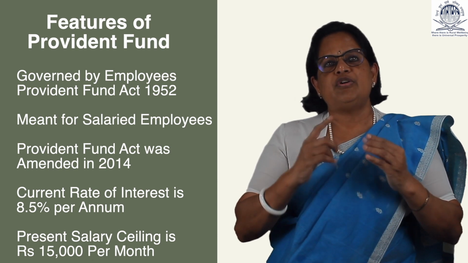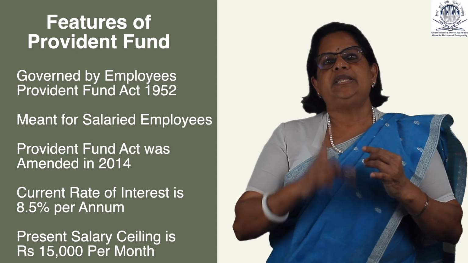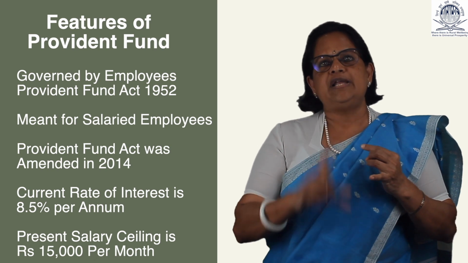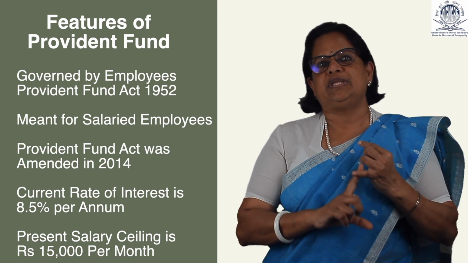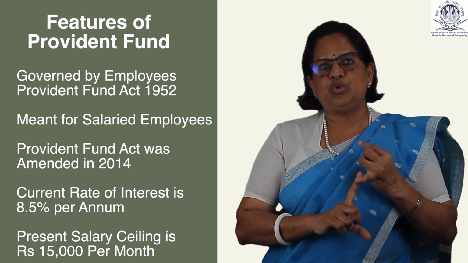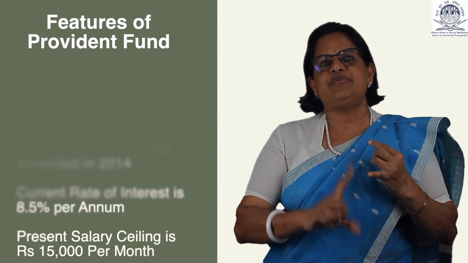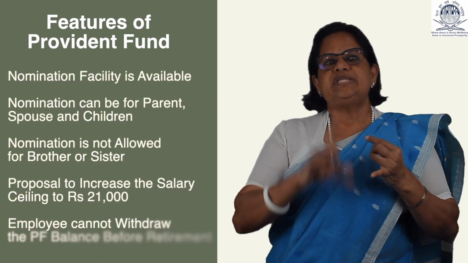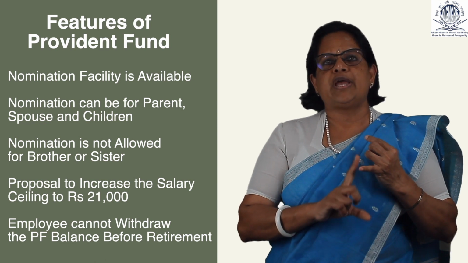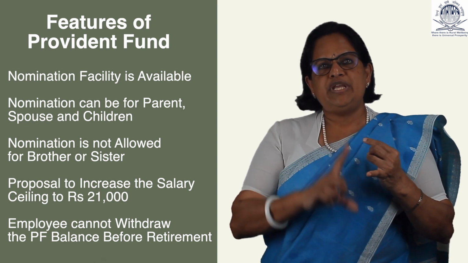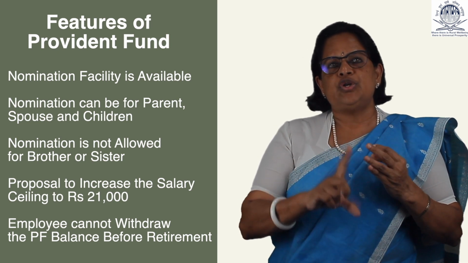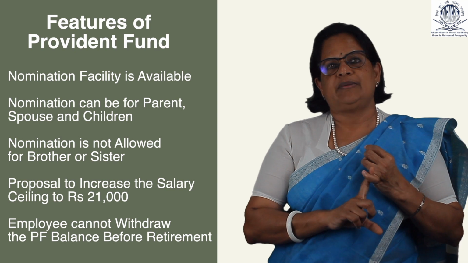Next feature is about the salary ceiling. That is the cut-off salary to deduct Provident Fund contributions. Earlier it was rupees 6,500 per month. Now it is rupees 15,000 per month, and there is a proposal to increase this to rupees 21,000 per month. The sixth feature is the nomination facility available to Provident Fund account holders. Nomination is allowed for parents, spouse and children, but it is not allowed for brothers or sisters.